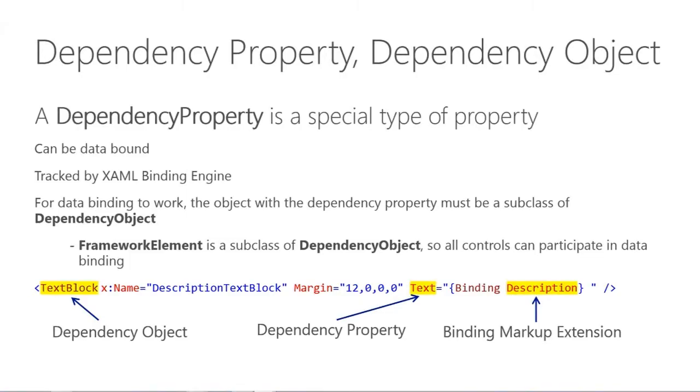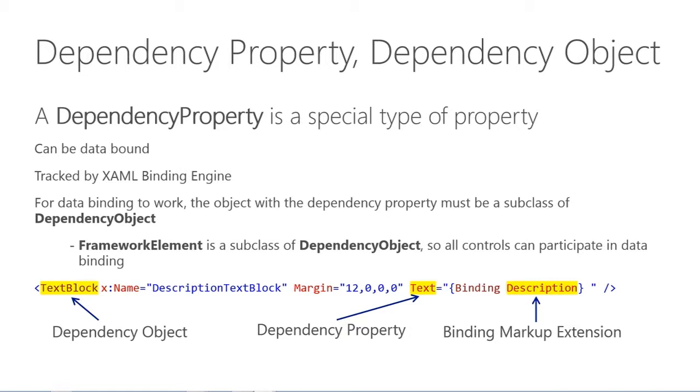So let's look a little bit at what's going on under the hood, and we can talk about dependency properties and dependency objects. A dependency property is a special type of property. They can be data bound, and that's essentially what we're talking about here. The magic behind MVVM as a pattern comes from this magic, if you want to call it that, that's been implemented within XAML.